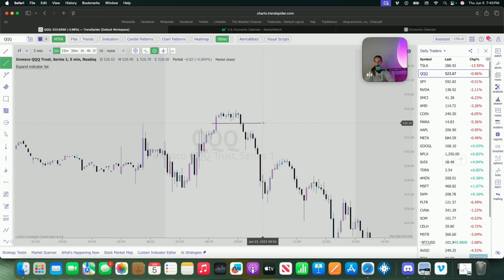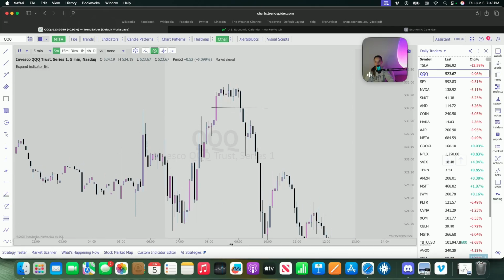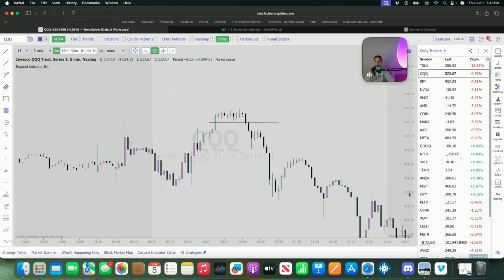I had a key level marked out around this 32 area right here. And we also were trading within this supply zone up here. We did break out of this level. This was my resistance level, and we did get a break out of it.